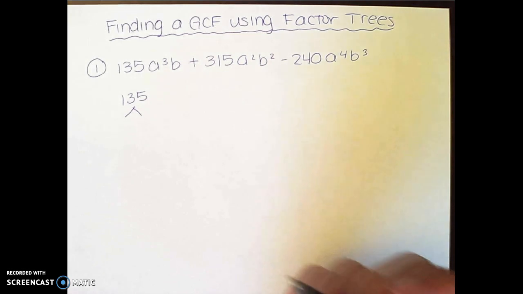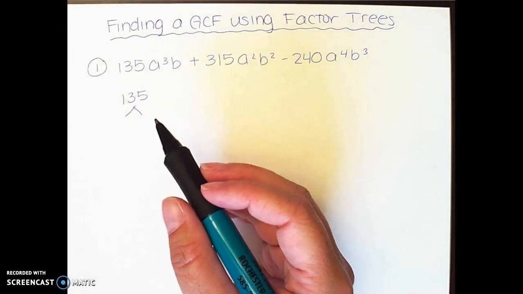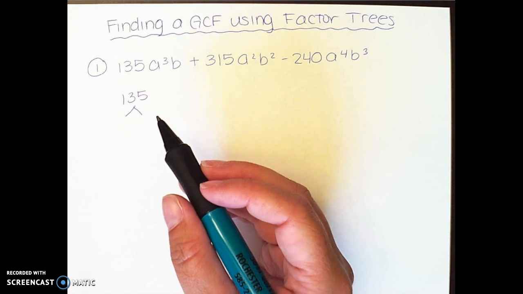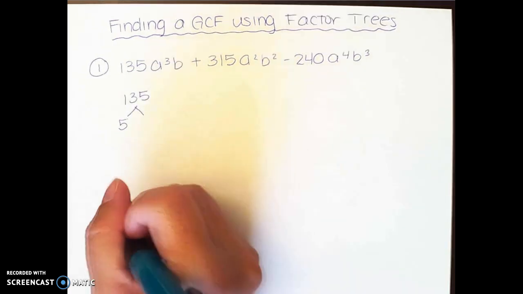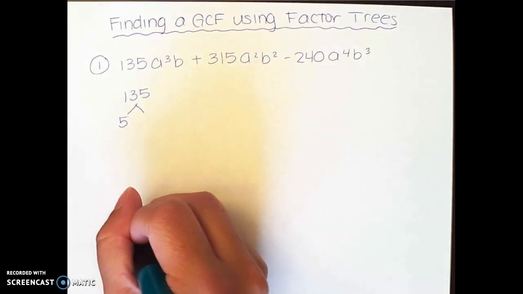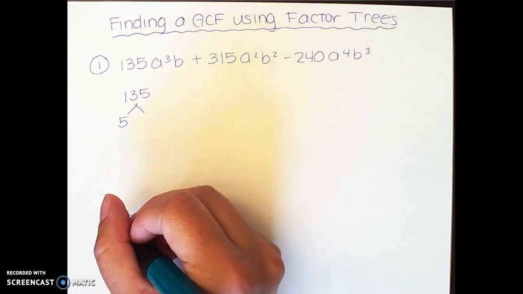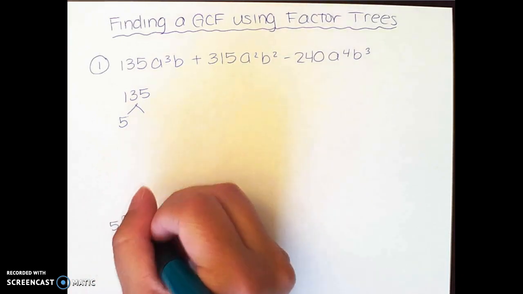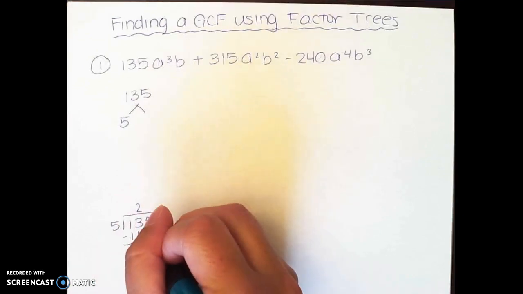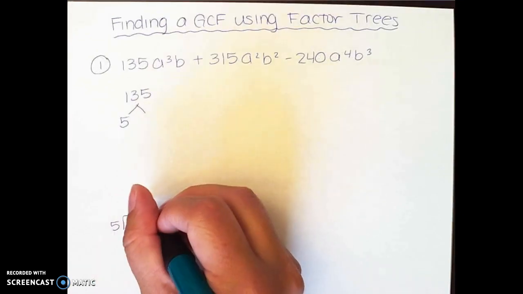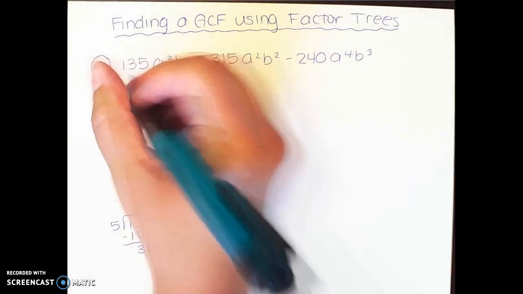So I'm just trying to come up with two factors that multiply to give me 135, and ultimately I want to end up with all prime numbers. So 135 is divisible by 5. I'm going to come down here and do some quick long division. 5 goes into 13 twice. 2 times 5 is 10. Subtract. Bring down my 5. 5 goes into 35 7 times. 5 is prime.